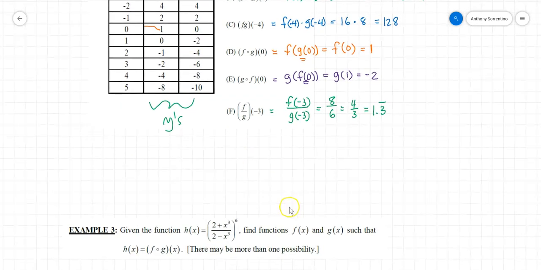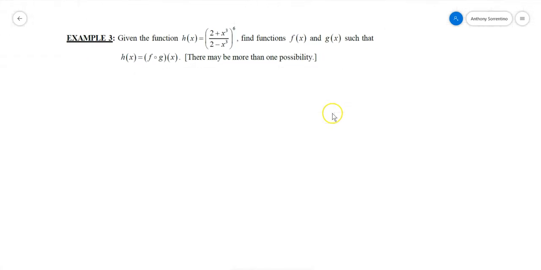The last thing you're asked to do is essentially a decomposition. They're telling you that here, h of x is the composition of f of g of x, and that's equal to 2 plus x cubed over 2 minus x cubed, to the 6th power. They want you to find functions f of x and g of x such that this is true.